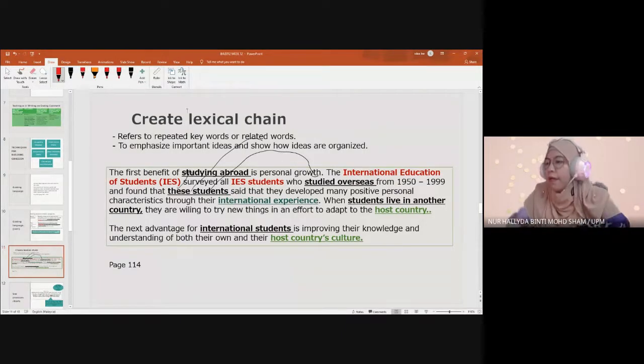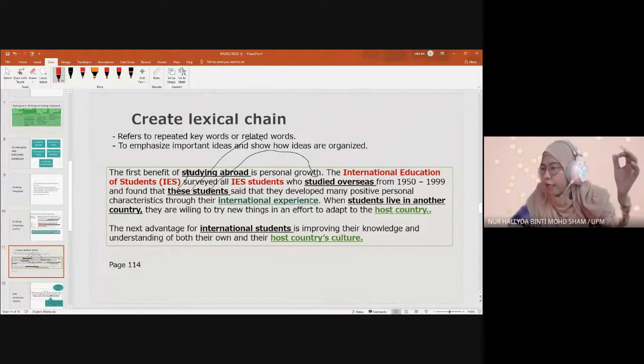Right, and then the one in our student live in another country. Tiga, basically 3 ways on how to say belajar luar negara. Studying abroad, studied overseas, student who live in another country. 3 different things. 3 different ways of writing but same meaning.